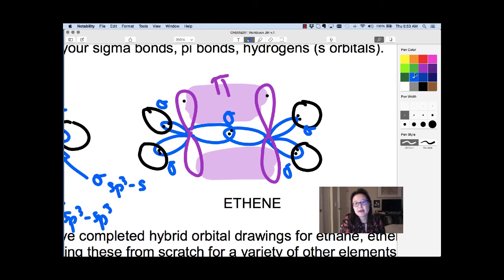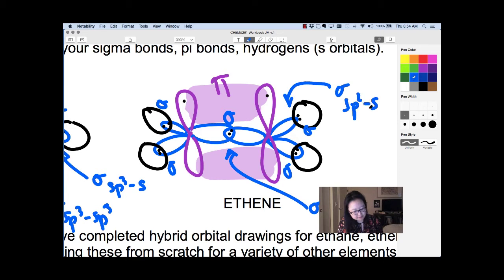What kind of sigma bonds are these? This is a sigma sp2-sp2. All right, and this one here, this one is a sigma sp2-s. Okay?